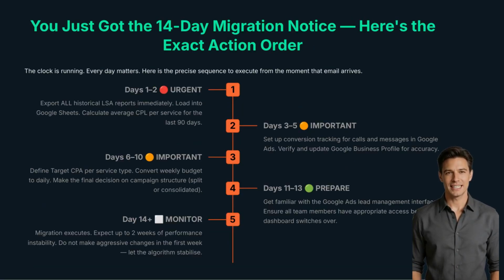If the 14-day email just arrived, here's the exact action order. Days 1 and 2. Export everything immediately. This is the only irreversible deadline in the entire process. Historical reports, 90 days CPL by service type, budget performance data. Do not let anything else happen before this is done.